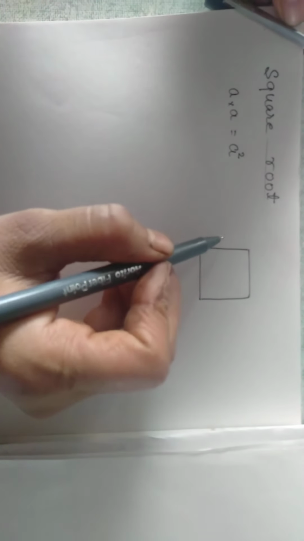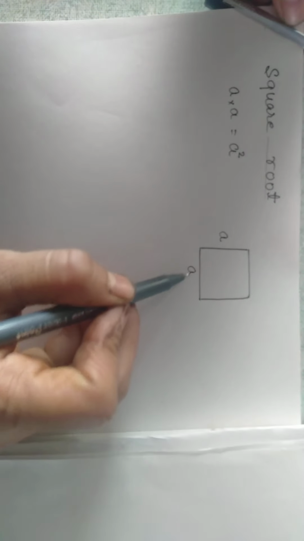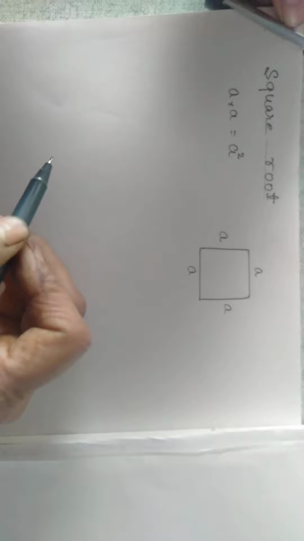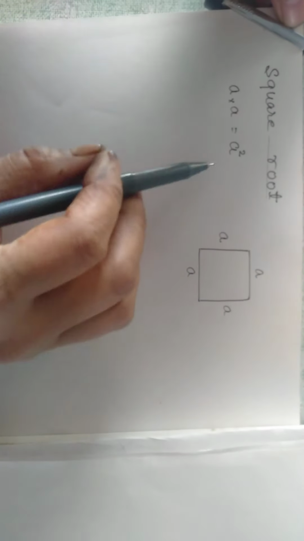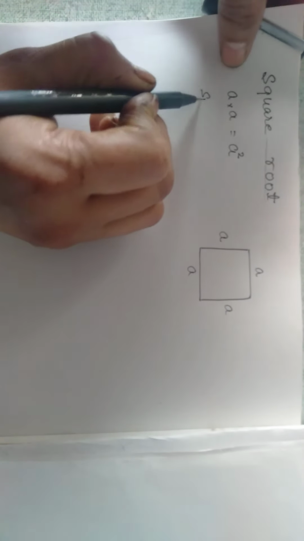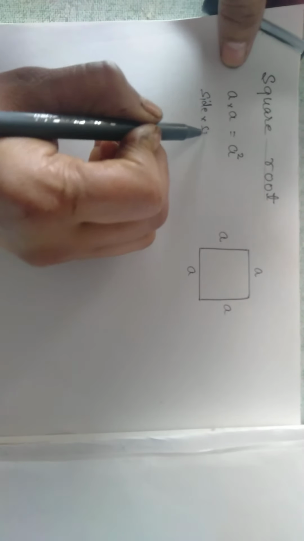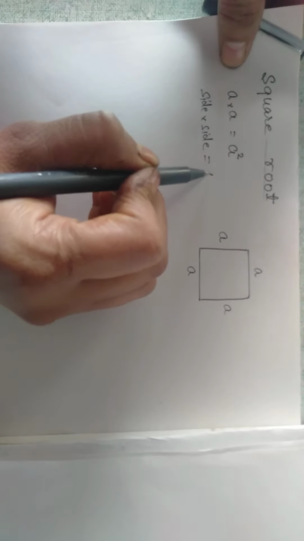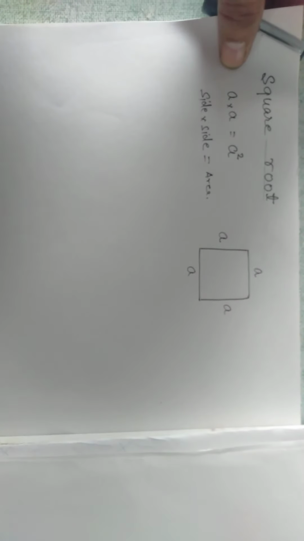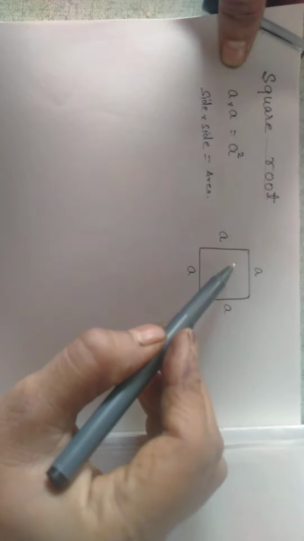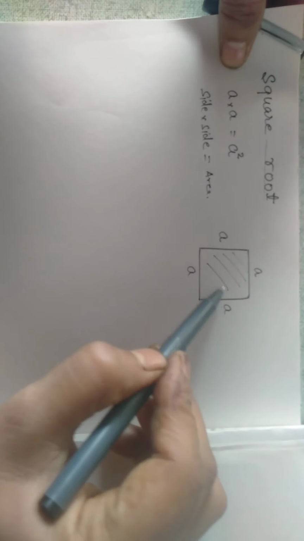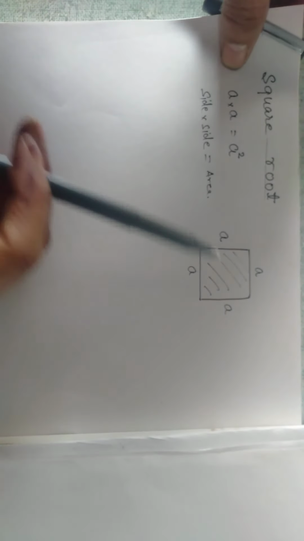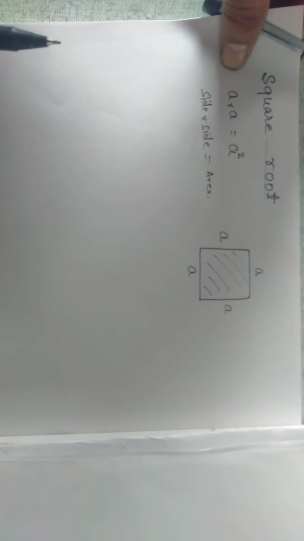This is a square with the side A. We know that all four sides of a square are equal. Now when we find A into A, that means side into side, and this side into side is given as the area of a square. So we can understand that this whole area is covered when we find the square. A square means the area of a square is covered.